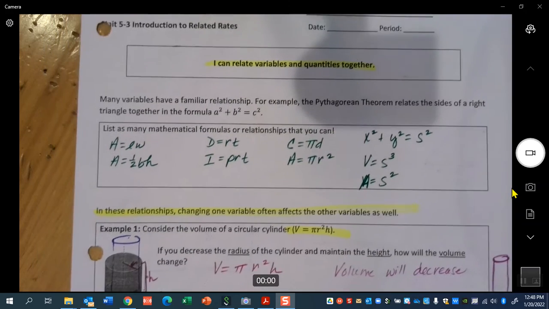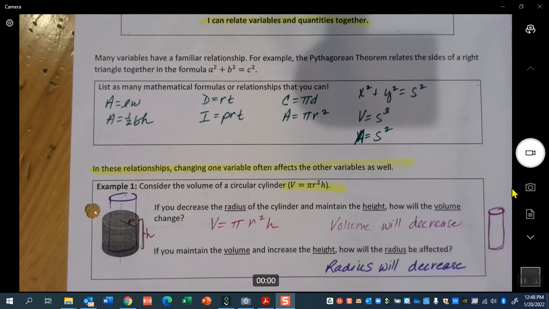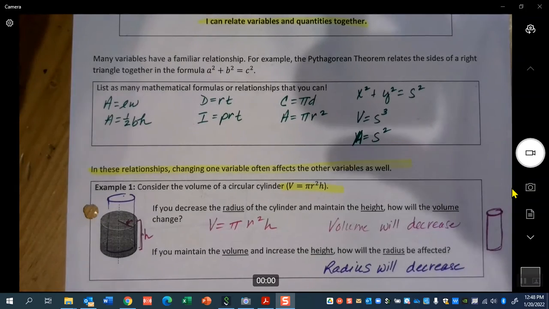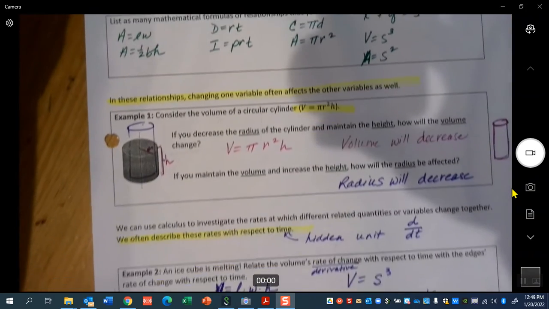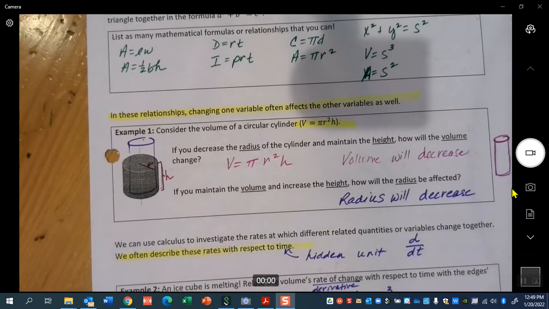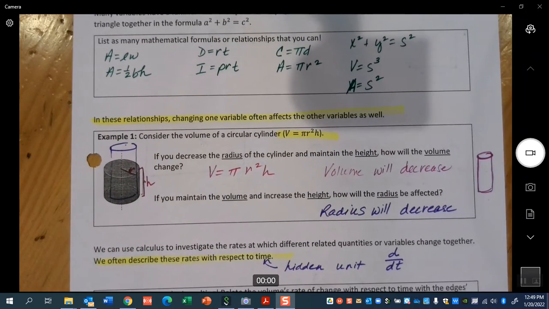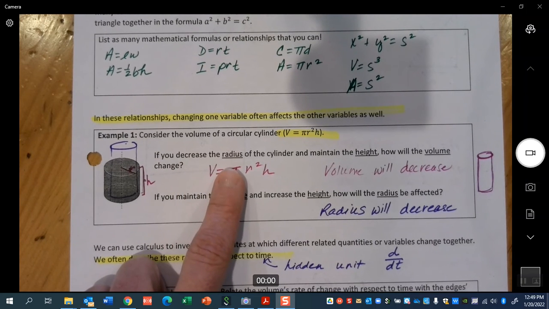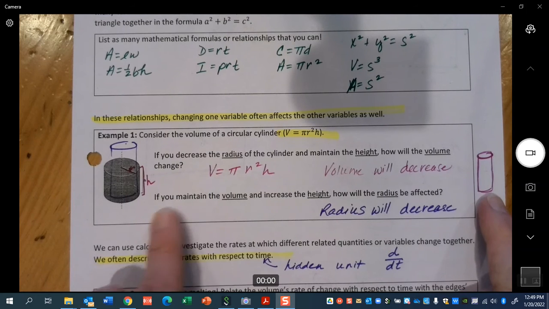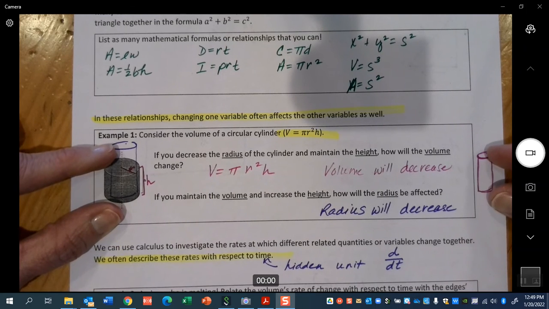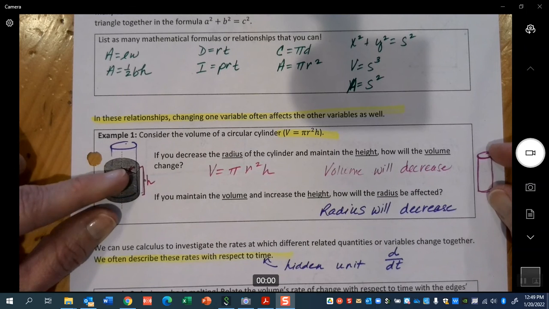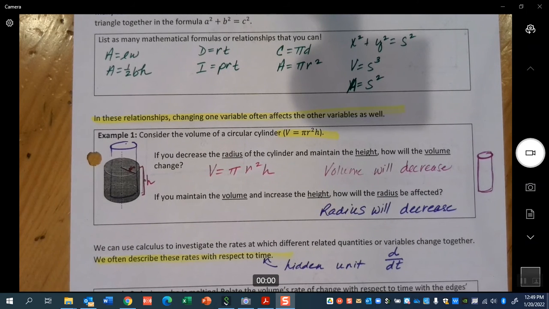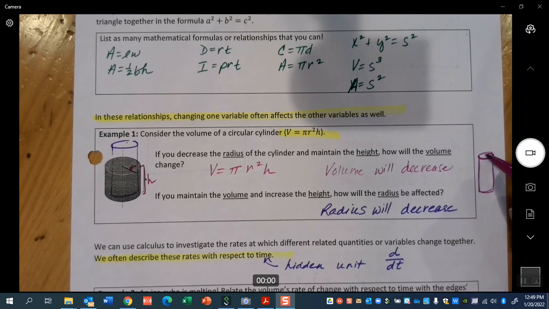All right, so in this first example, we're talking about how we can change one variable with respect to the other ones. So if we're talking about the volume of this cylinder, if I'm going to decrease the radius of the cylinder but maintain the same height, here I end up with this cylinder that's about the same height, but notice if I decrease the radius, I make it a lot skinnier. So if this is my new radius, I can see that my volume is going to end up decreasing also.